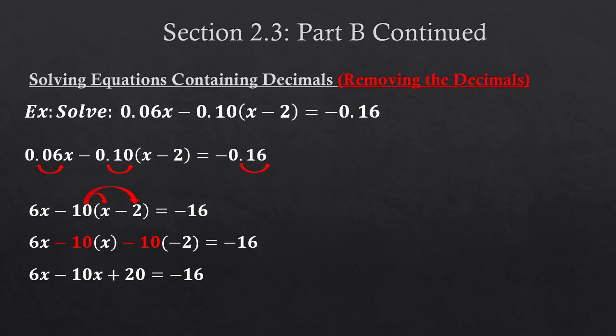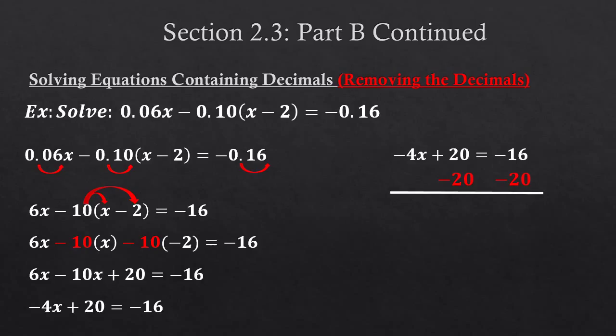We have like terms on the left-hand side, which is combining 6x and negative 10x, which is unlike signs. So therefore, we subtract and keep the sign of the larger number. We get negative 4x. Bring down your positive 20 equals your negative 16. Subtract 20 on both sides of the equal sign. The 20's cancel on the left, leaving you with negative 4x by itself on the left. Negative 16 and negative 20 are the same signs, so therefore add and keep the common sign. So negative 4x equals negative 36.